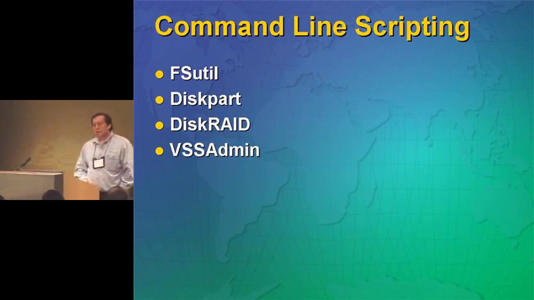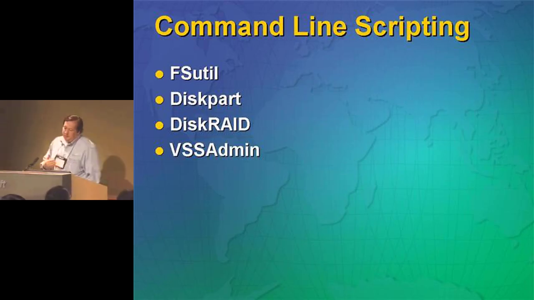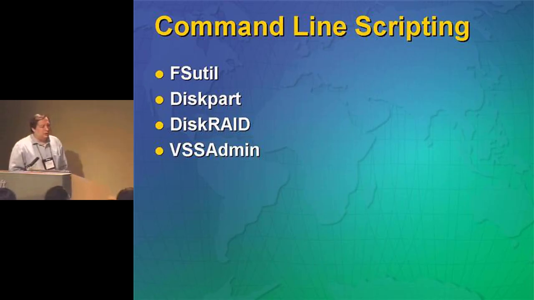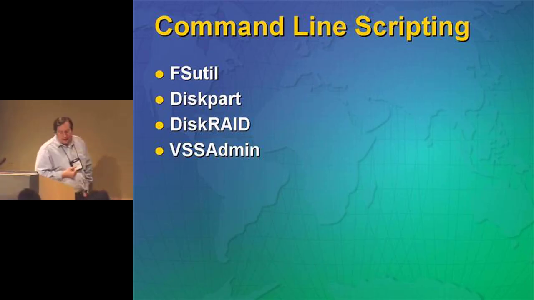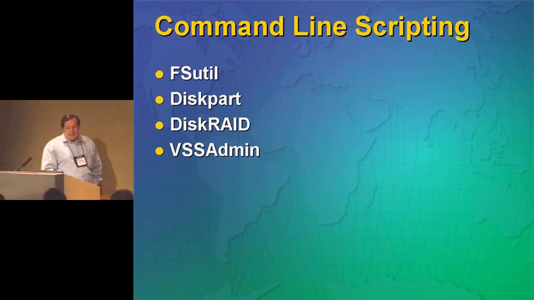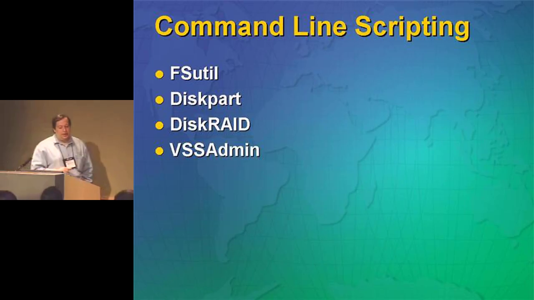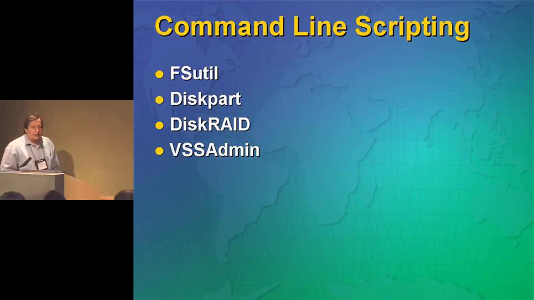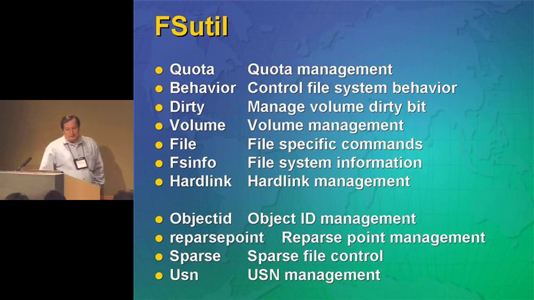Okay, command line scripting. We've been focusing a lot on command line scripting for large deployments. So FSUtil is an old utility that's been in the product. It's kind of just a grab bag for all the file system utilities. DiskPart is a new one. DiskPart we've actually ported back to Windows 2000, and it really helps with the configurations for Windows 2000. You can download that off the web. DiskRAID is to support the VDS that I was talking about earlier, and VSSAdmin is a command line for snapshots.